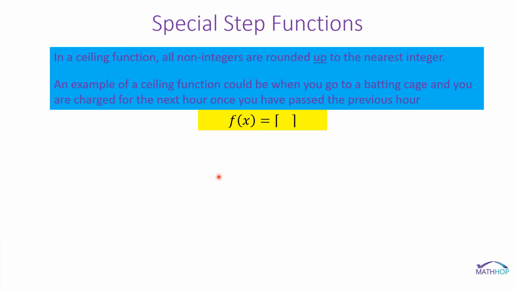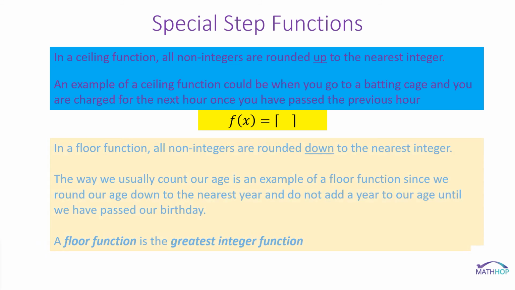These are called ceiling brackets. So f of x equals, and the input is surrounded by ceiling brackets, where you have these little brackets with only the top bracket on them. We also have a floor function. In a floor function, all non-whole numbers are rounded down to the nearest integer. So the way we count our age is really a floor function. We say that we are 25 up until our 26th birthday. So we round our age down to the nearest year, and we don't add a year until we've passed that next birthday. And the most common type of floor function is a greatest integer function.